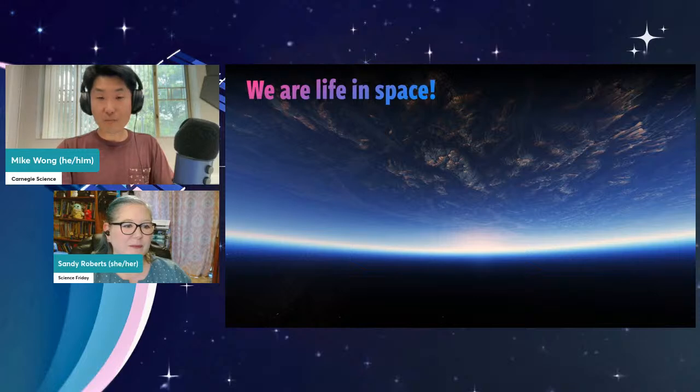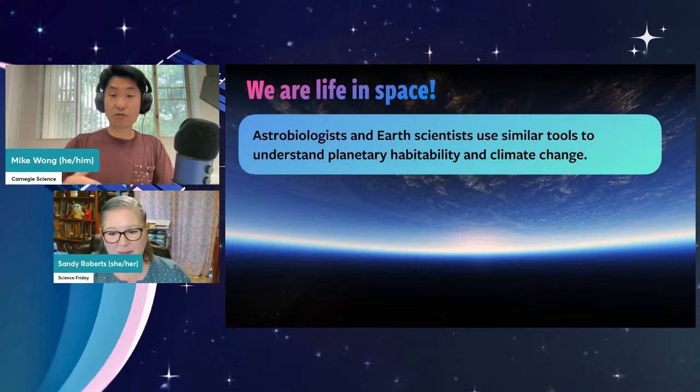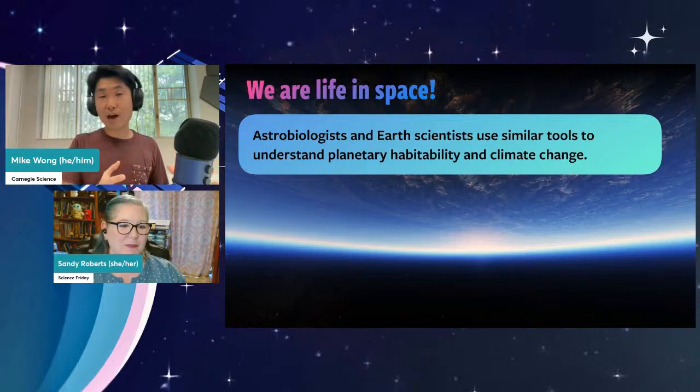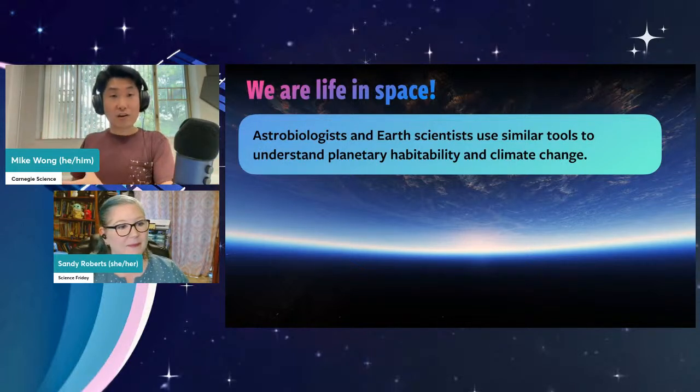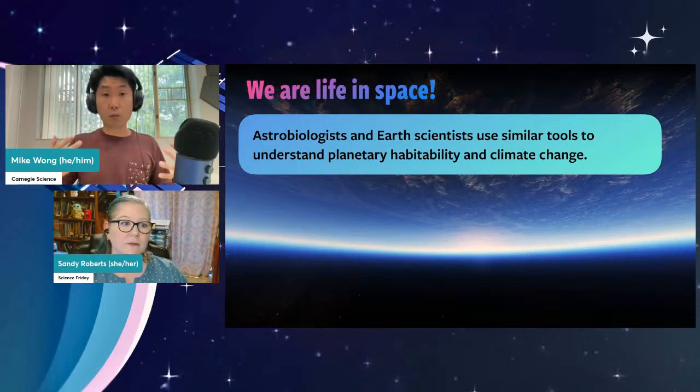And so astrobiology and earth scientists use very similar tools to understand in astrobiology what we call planetary habitability, the potential for life elsewhere, and also climate change, how life will be impacted in certain possible Earth futures, depending on what we choose to do in the present moment.